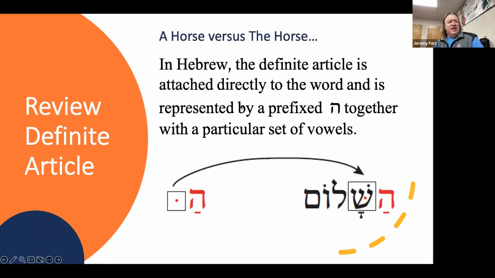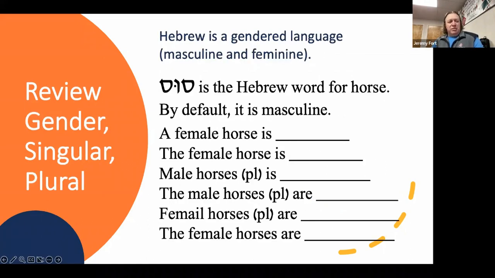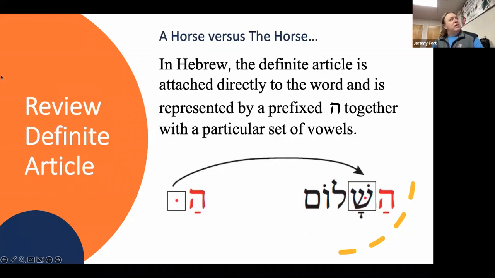All right. Definite article. We do a lot of review until we just kind of get it. We'll do this for several weeks, so don't worry about that. All right. So definite article review, a horse versus the horse. Let me get back over here. A horse versus the horse, just as a reminder.